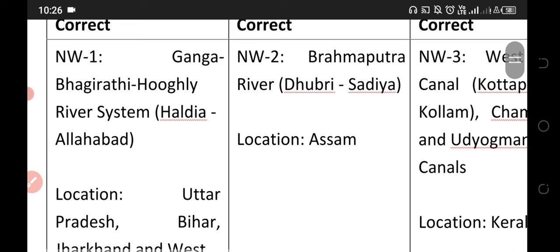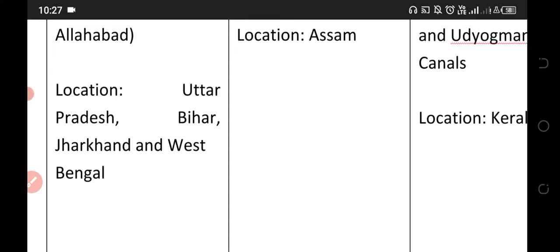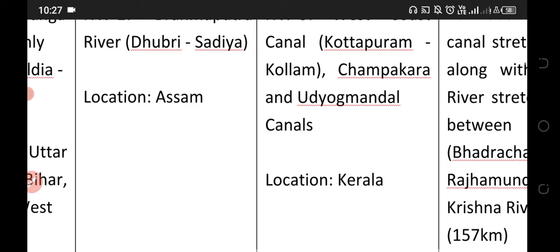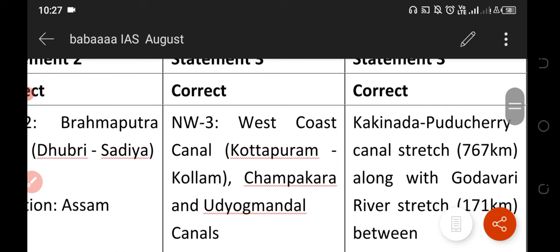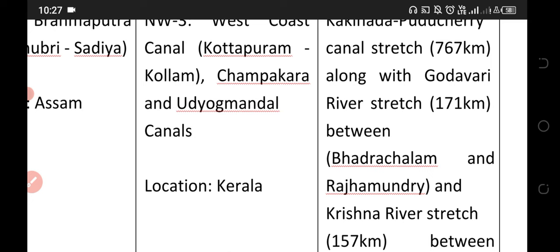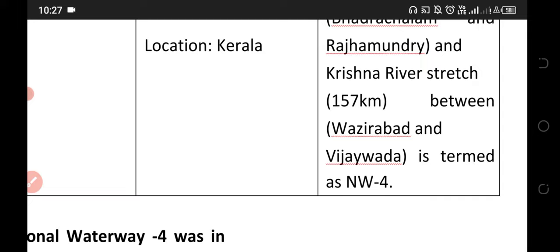NW1 is the Ganga-Bhagirathi-Hooghly river system, called Haldia to Allahabad, location Uttar Pradesh, Bihar, Jharkhand and West Bengal. NW2 is the Brahmaputra river, from Dhubri to Sadiya, location Assam. NW3 is the West Coast Canal, Kottapuram to Kollam, Champakkara and Udyogmandal canals, location Kerala. NW4 is the Kakinada, Puducherry canal stretch, Bhadrachalam and Rajahmundry, and the Krishna River stretch between Vijayawada.